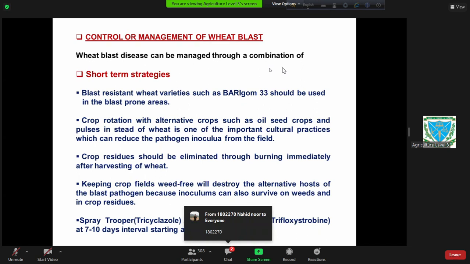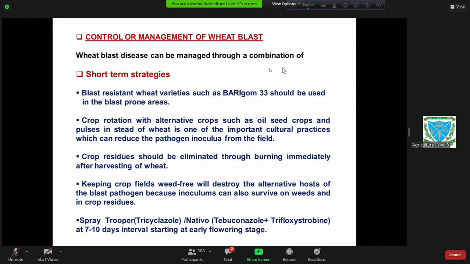And the most important thing for wheat blast: you can suggest that the farmer, before flowering or at the time of flowering, spray two important chemical fungicides. One is Trooper, tricyclazole, and another is Nativo, containing tebuconazole plus trifloxystrobin, at a 7 to 10 day interval, starting at the early flowering stage.